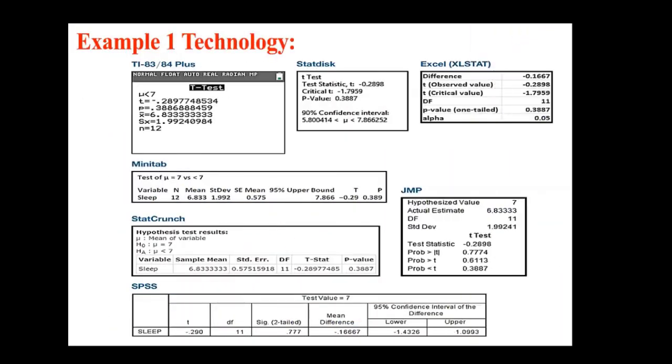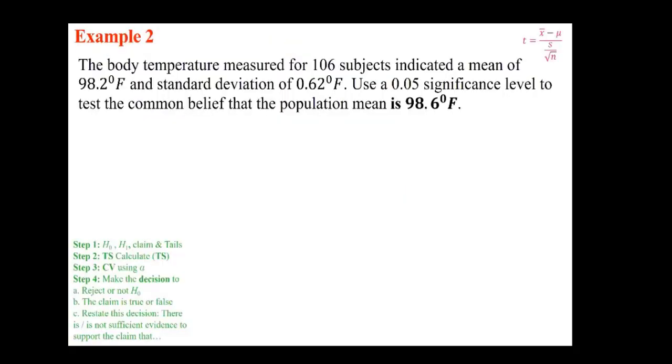On this page, we have various technologies that give us the answer: TI, StatDisk, Excel, Minitab, StatCrunch, Human, SPSS, JMP. There are various technologies that can do the job. In some cases, when they calculate, some of the values may be slightly different, but the point being, technology can always be used. But it is important that we be able to do the interpretation and understand what they're doing. All right, here's the next one.